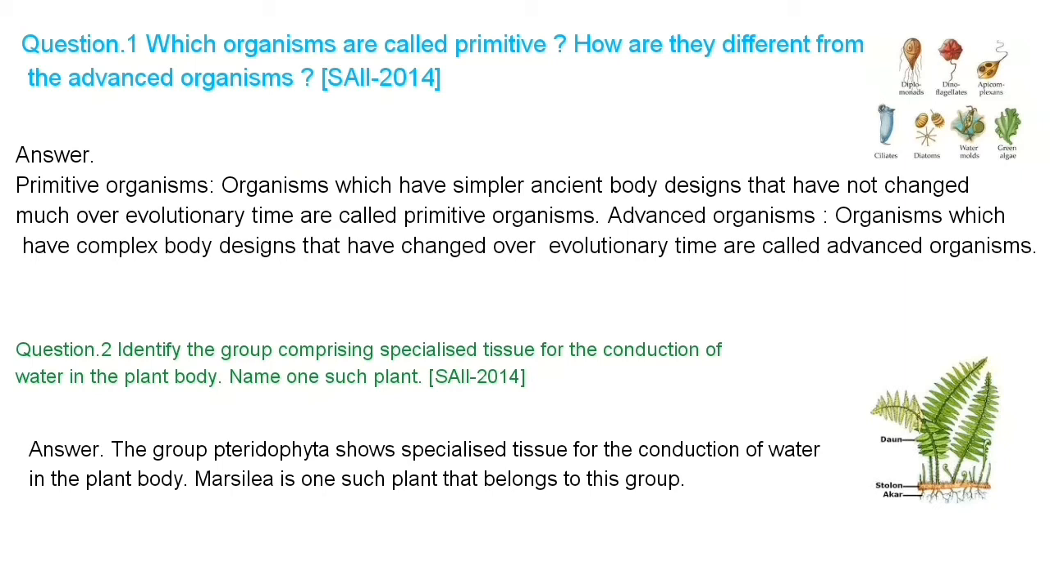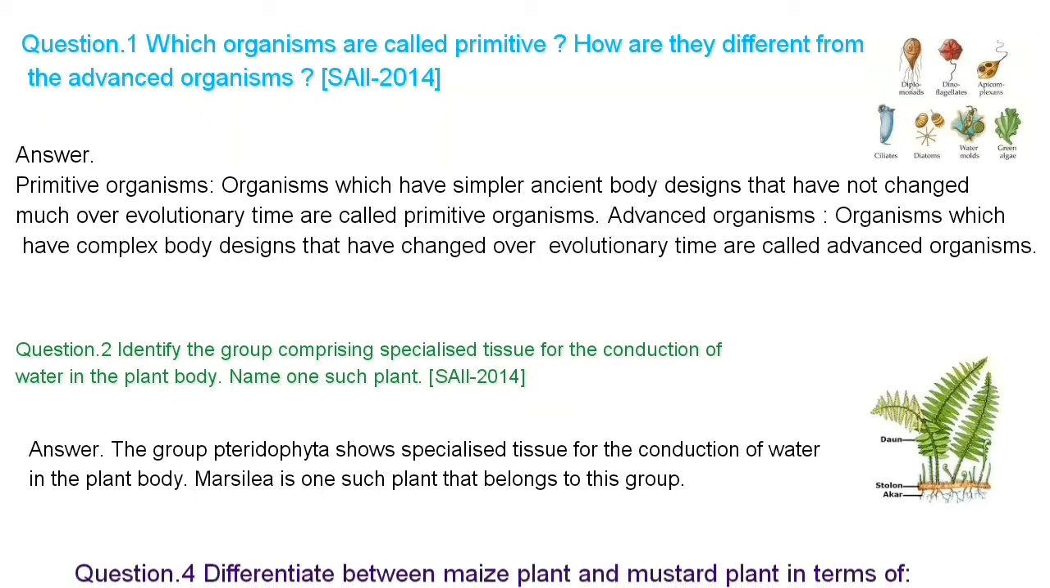Well, the next question says, identify the group comprising specialized tissue for the conduction of water in the plant body. Name one such plant. This question was also there in SA2 2014. The answer is the group Pteridophyta, which shows specialized tissue for the conduction of water in the plant. Marsilea is one such plant that belongs to this group.